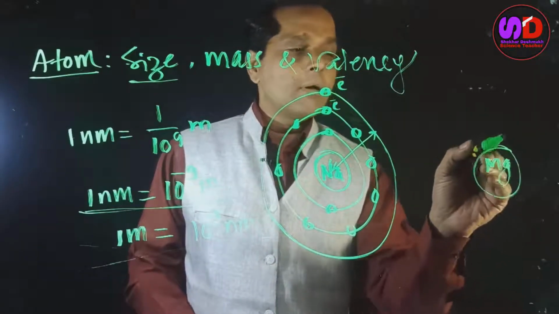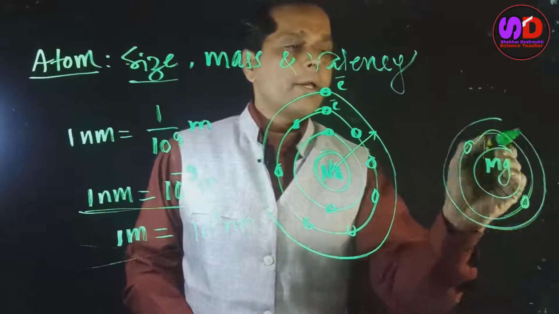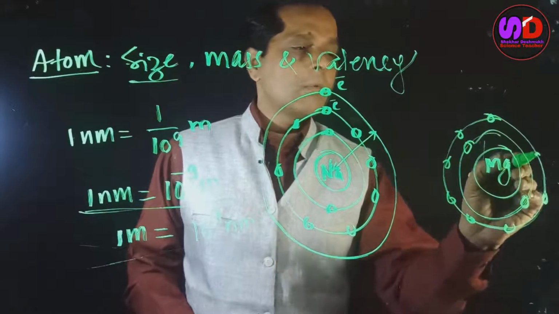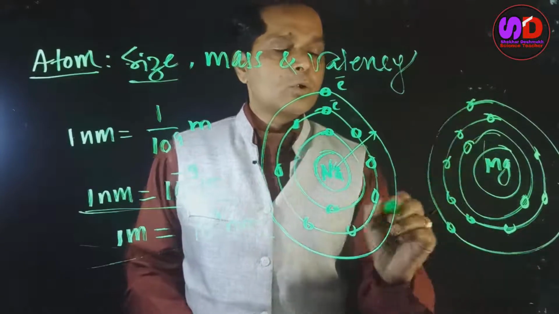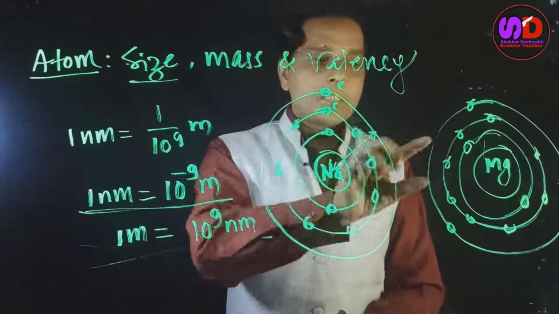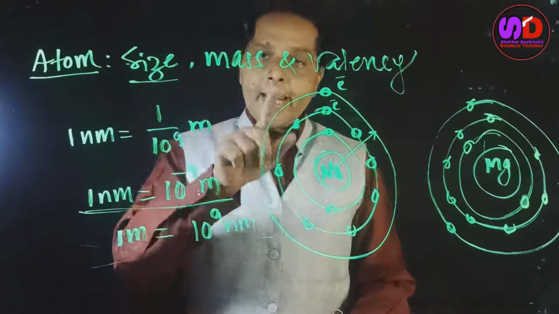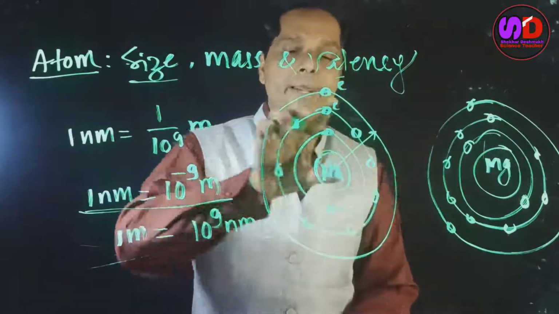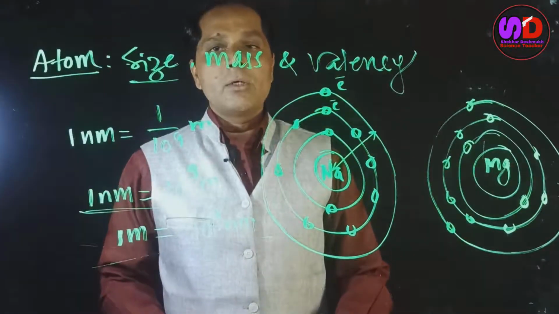Magnesium: 2, 8, and 2 again. So it has the same number of orbits as sodium. It has 2 electrons in the outermost shell, whereas sodium has only 1 electron in the outermost shell.